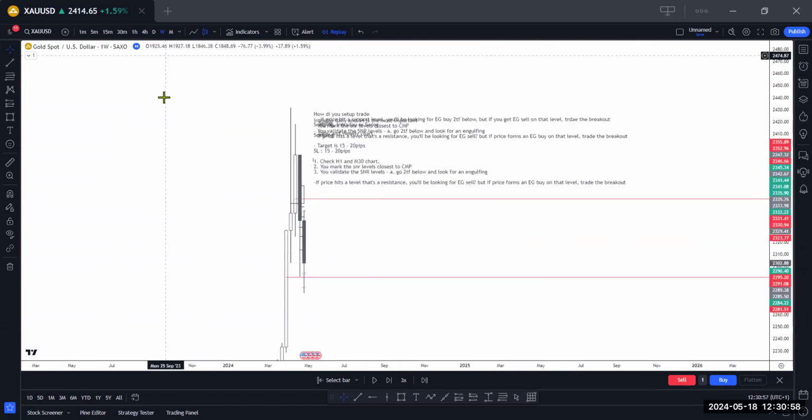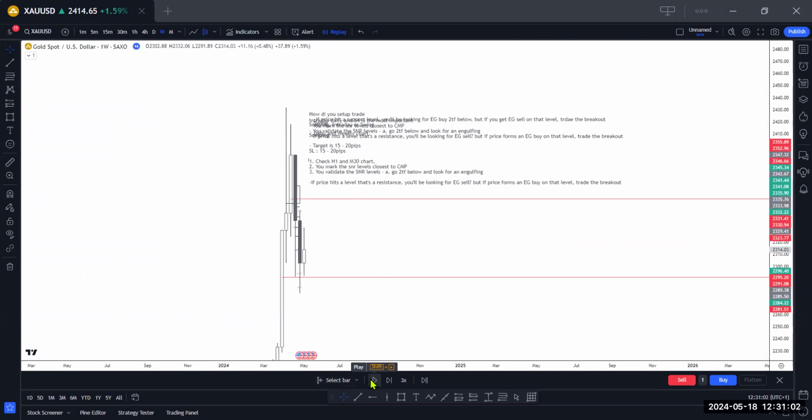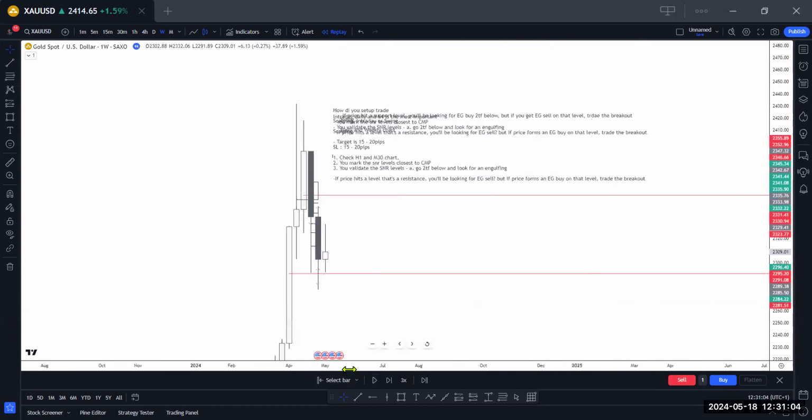So no, nothing on the weekly yet. Let's see, weekly pause. This weekly level right here, there's a broken gap, right? Broken gap breakout. Price comes to this weekly level.